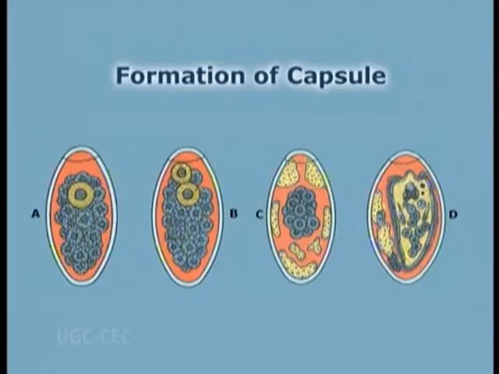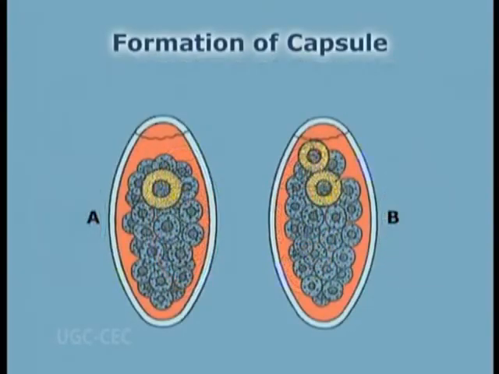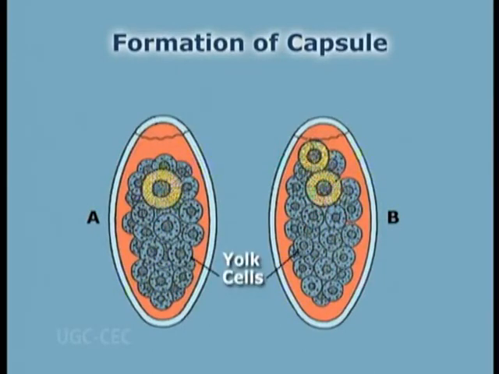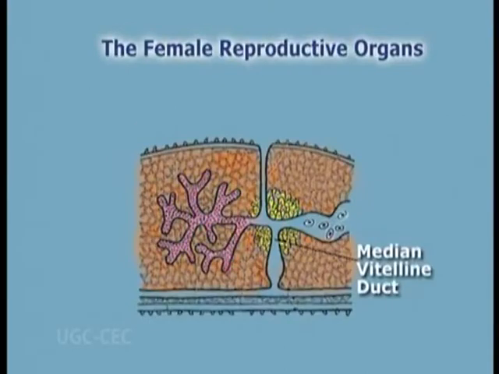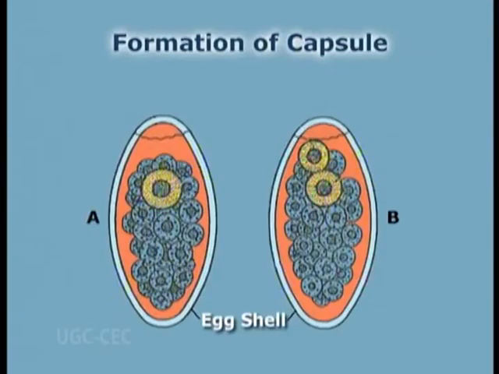Now, how is the formation of the capsule taking place? Look at these four figures. In figure number 1, the fertilized egg, also known as the zygote, is covered by 30 to 50 yolk cells and the shell globules from the vitelline gland. By way of the vitelline ducts, the shell is formed with a lid, or operculum, at one side, generally at the anterior side.